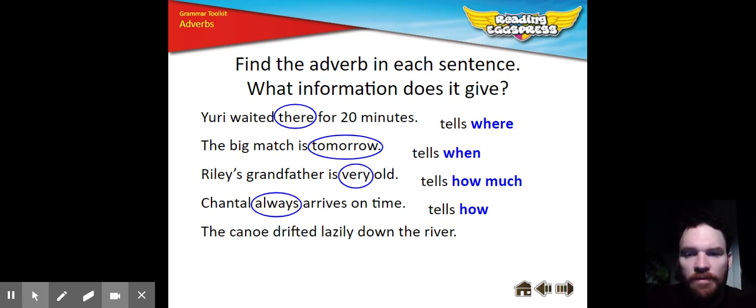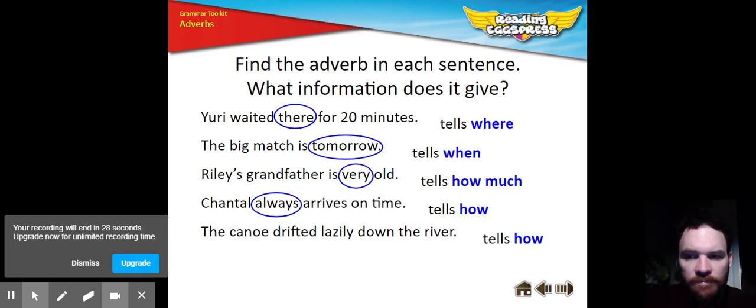The canoe drifted lazily down the river. The adverb tells us how. The adverb is lazily. How did the canoe drift? It drifted lazily.